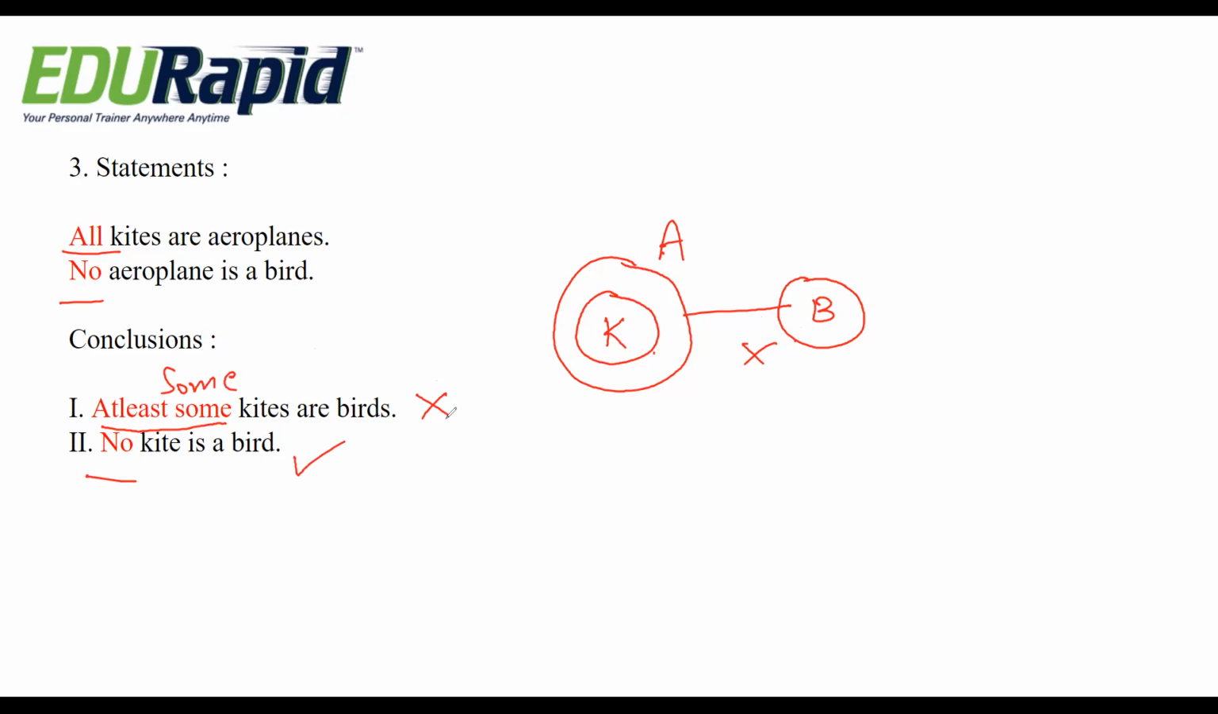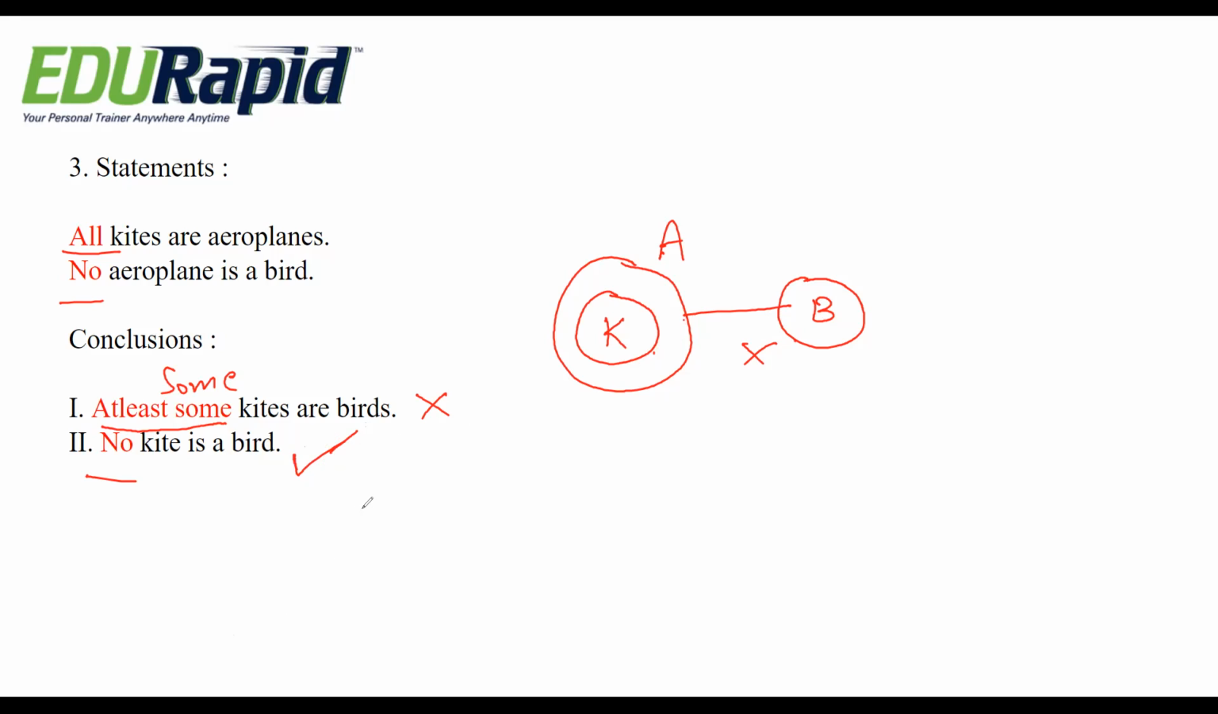Yes, right. Because all kites are aeroplanes and no aeroplane is a bird, obviously the bird does not enter this circle, because no aeroplane is a bird. No kite is a bird follows. Bird circle B should not enter this circle. So no kite is a bird is right.